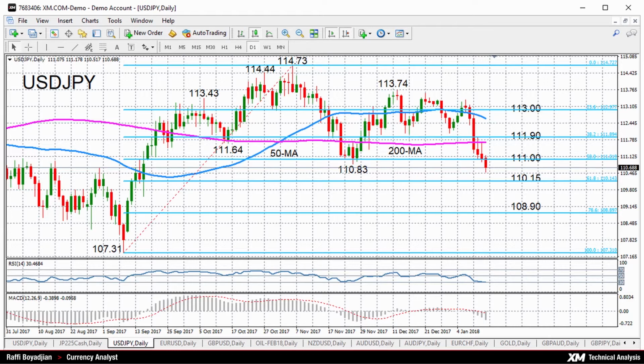Today we're going to be looking at the dollar yen, the euro dollar, the pound dollar, and WTI oil futures. So let's start with dollar yen. We can see the pair is looking fairly bearish at the moment. RSI has fallen sharply over the last few days, though it hasn't quite crossed oversold territory.